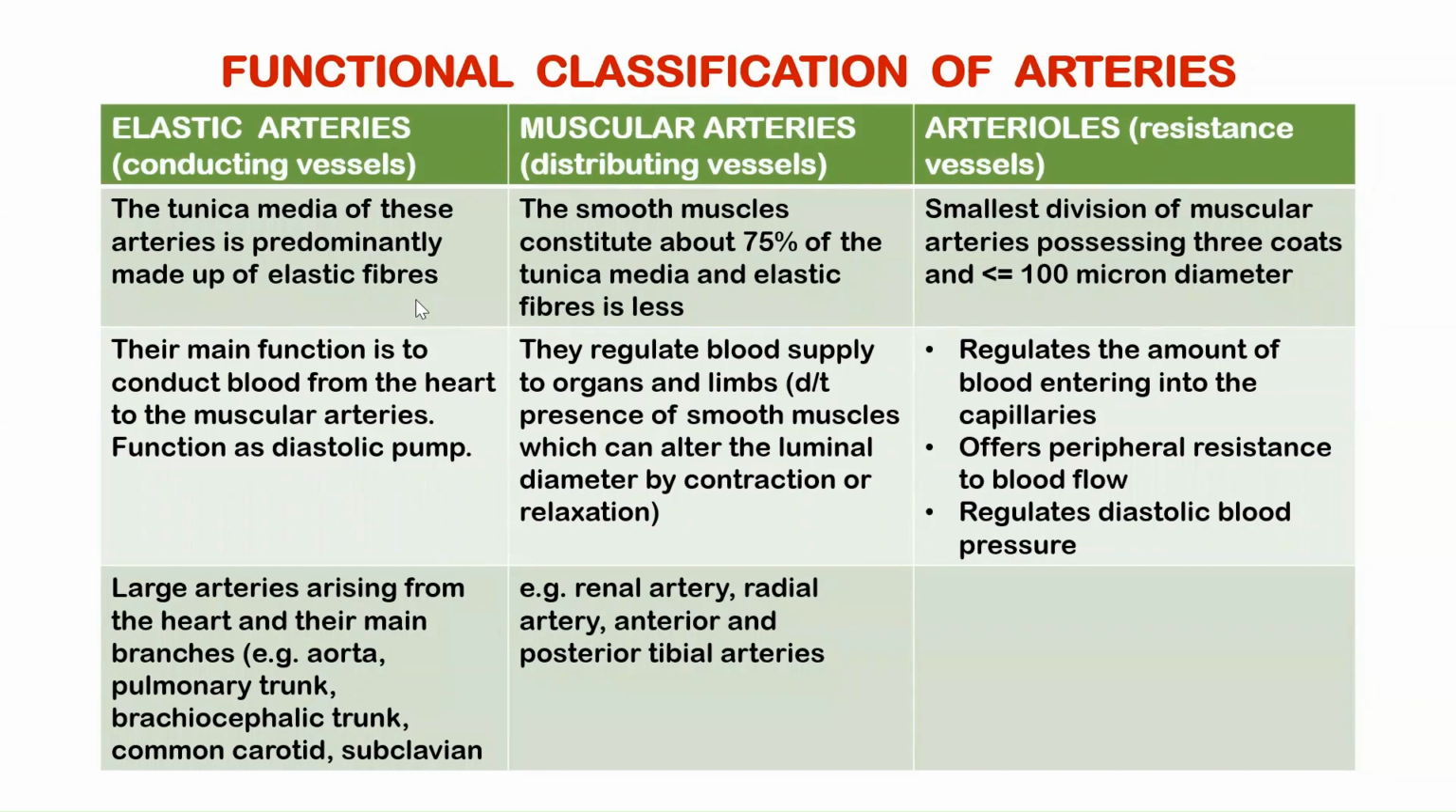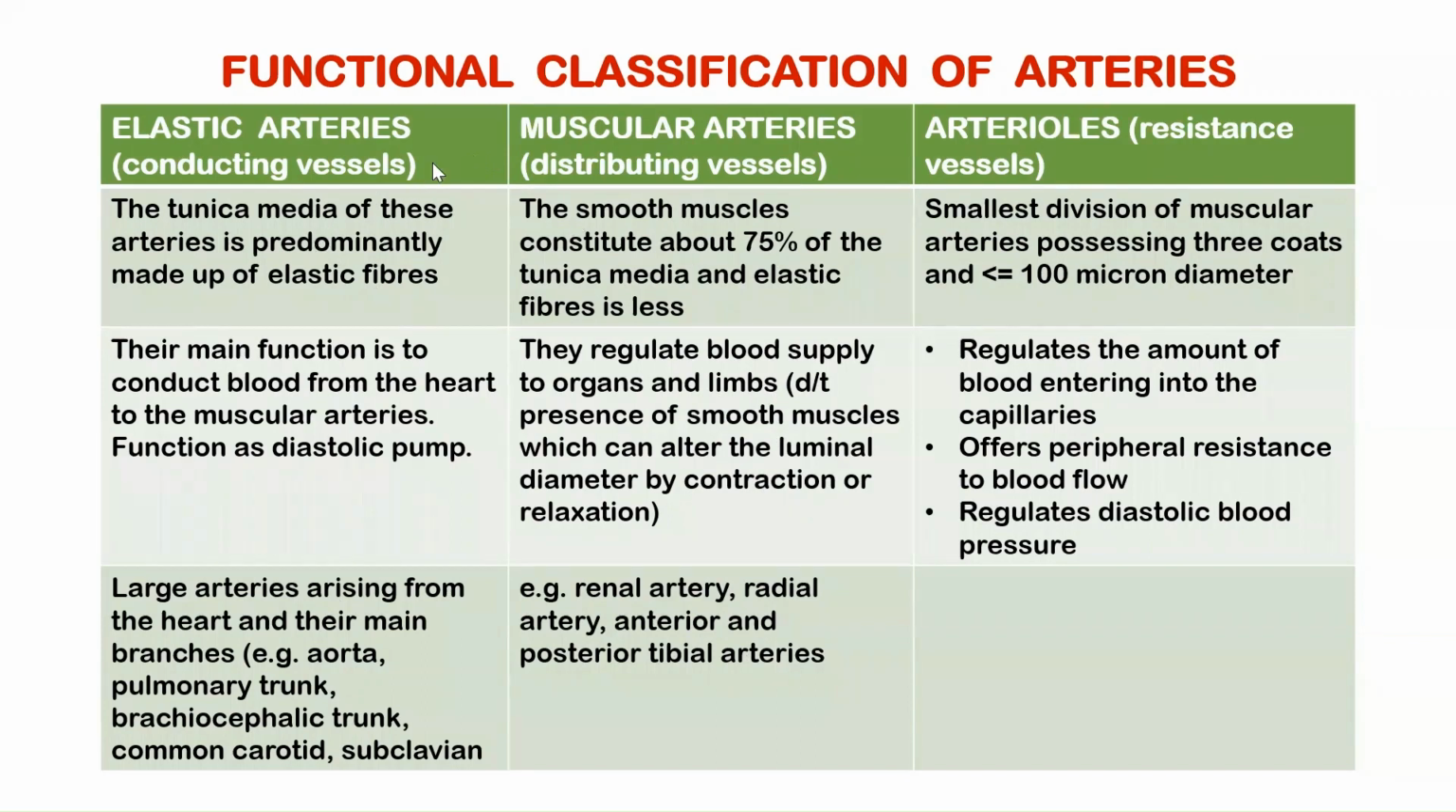Next are the muscular arteries. These are the distributing vessels, such as the renal artery, the radial artery, the anterior and posterior tibial arteries. That is, these vessels are going to distribute the blood to the organs and the limbs. In these blood vessels, the tunica media consists more of smooth muscle than of elastic fibers. So they can regulate the amount of blood which is going to flow into the organs because of the ability to alter the luminal diameter by contraction or relaxation of the vessels.